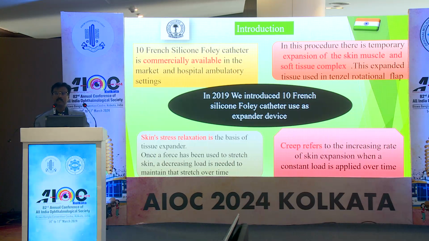The basis of the tissue expander has two hypotheses. The first is stress relaxation: once a force has been used to stretch the skin, a decreasing load is needed to maintain the stretch over time. The second is creep, which refers to the increased rate of skin expansion when a constant load is applied over time. This is the basis of the hypothesis of the expander.